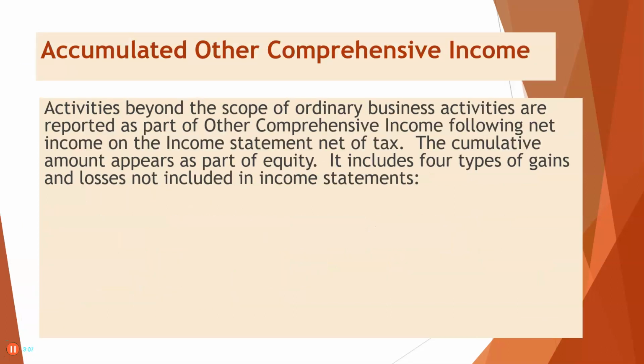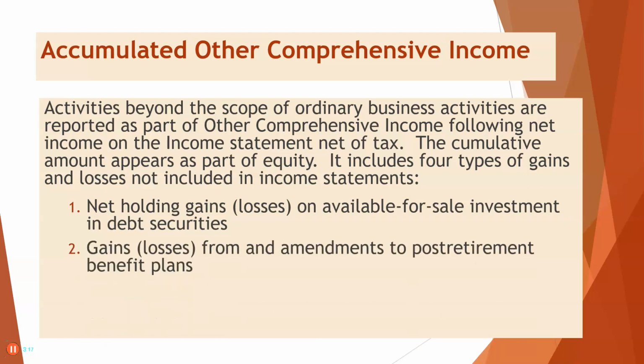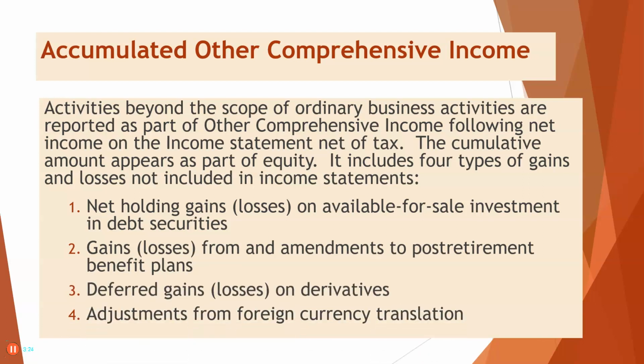Now, accumulated other comprehensive income, what's that made up of? Well, net holding gains or losses on available for sale investments in debt securities, gains or losses from amendments to post-retirement benefits, deferred gains or losses on derivatives, and adjustments from foreign currency translation. Under the international standard, they have a fifth one, and the fifth one is when they adjust their fixed assets to fair market value, which we don't do, but they do, and we've decided we're not doing it.